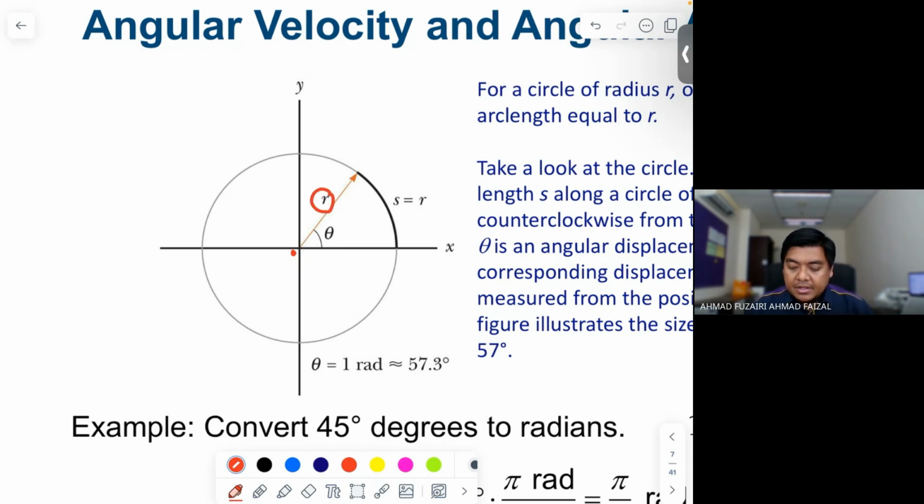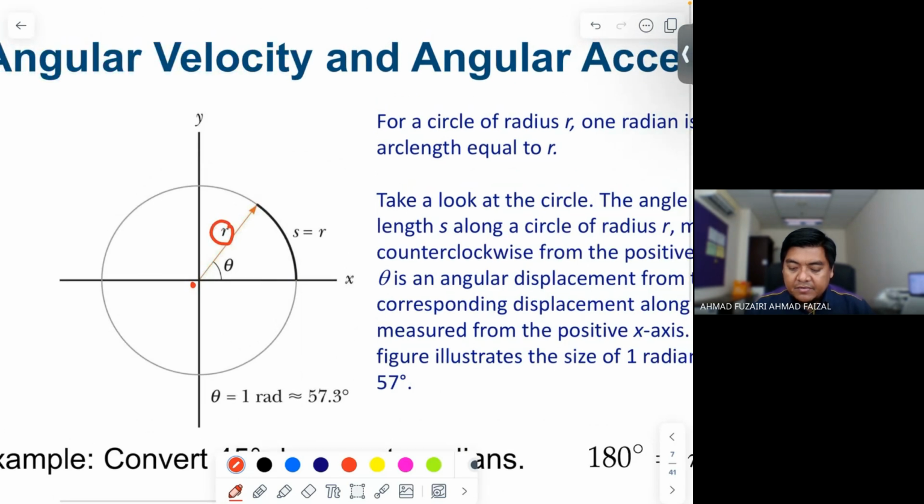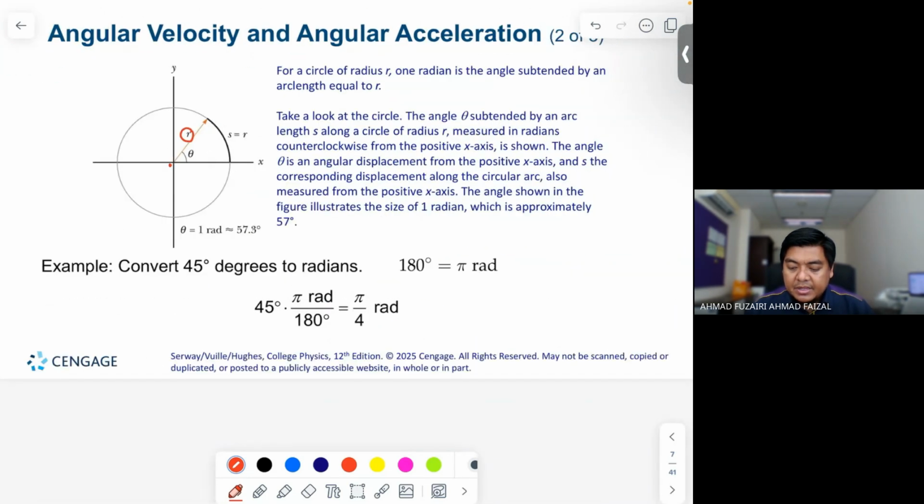Okay, that means you can say that for a circle of radius r, 1 radian is the angle subtended by an arc length equal to r. So we can say that when we have a radius of r, we may see that there is the theta, and r can give you the circumference. Take a look at the circle.